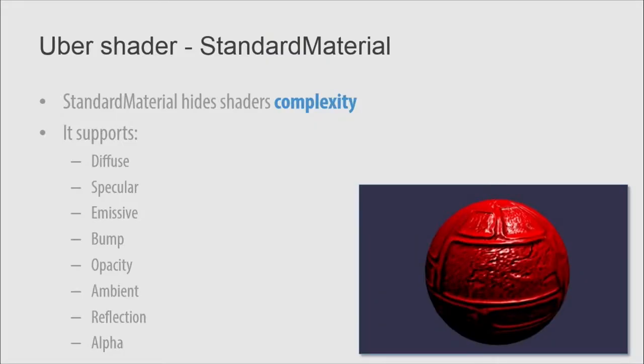Here enters the standard material. The standard material is a tool that we designed into Babylon.js to hide all the shader complexity. We really want you to use this one object to work with shaders without having to deal with buffers, performance, optimization, communication between CPU and GPU. Everything will be hidden for you by the standard material.